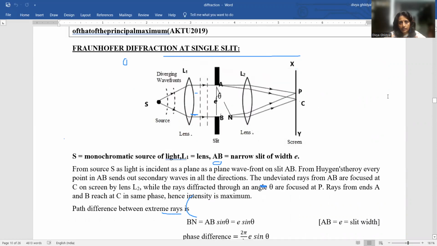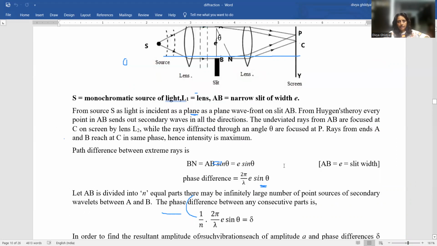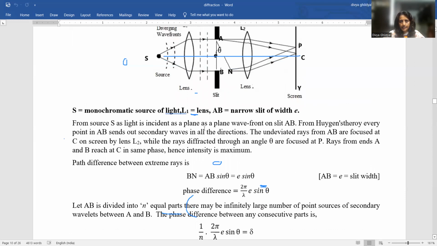We have to find an expression for intensity due to single slit. Let us begin from source S. Light is incident as a plane wavefront on the slit AB. From Huygens theory of wavefront, we get a large number of secondary waves. The undeviated rays from AB are focused at C on the lens L2, and the other rays are diffracted through an angle theta and are focused at P. Rays from the other end are focused at C. Clear from the diagram?